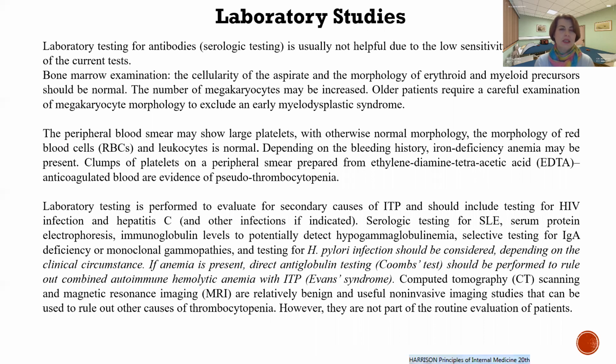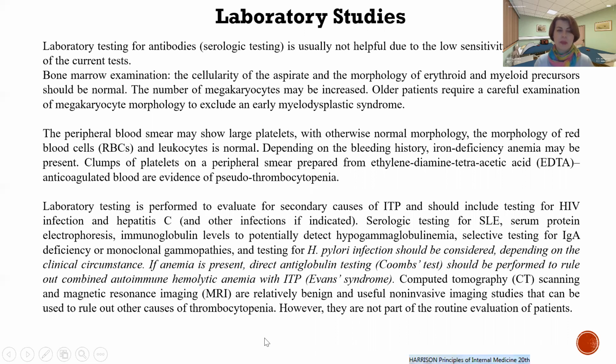Laboratory testing for antibodies is usually not helpful due to low sensitivity and specificity of the current tests. Bone marrow examination reveals the cellularity of the aspirate and the morphology of erythroid and myeloid precursors, which is normal. The number of megakaryocytes may be increased, although patients require a careful examination of megakaryocyte morphology to exclude early myelodysplastic syndrome for all patients over 60.